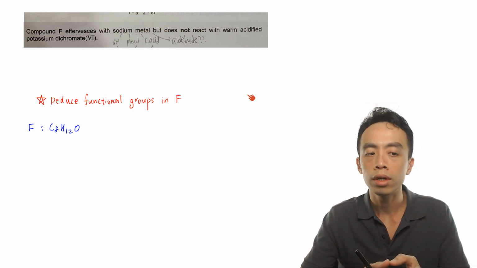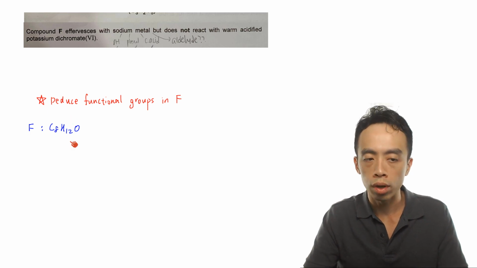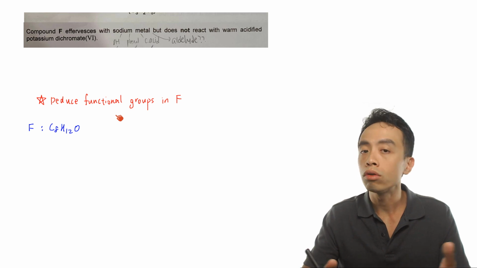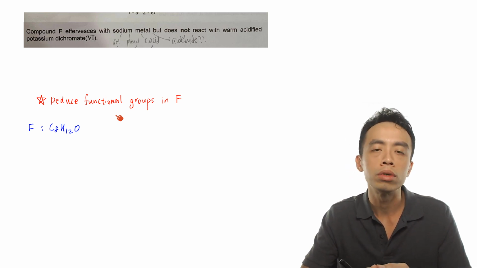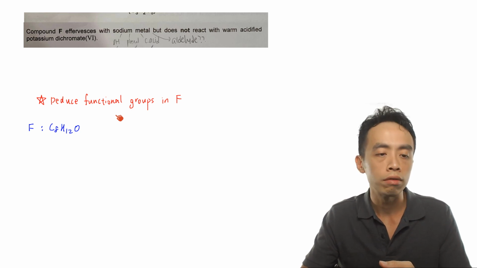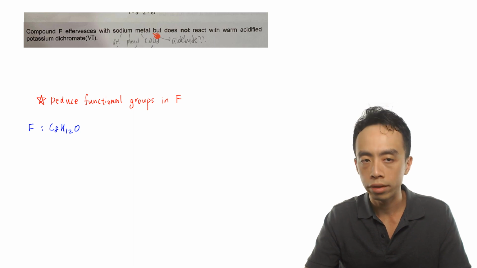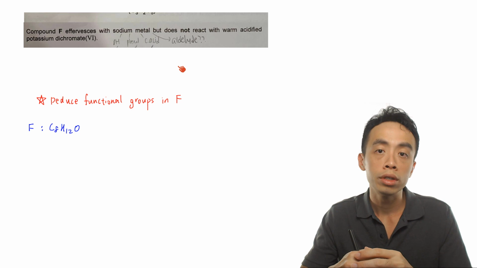So for this question, F is C8H12O, so there's only one oxygen. We can think of the functional groups that contain only one oxygen. In the syllabus, we have alcohols and we also have carbonyl compounds. The question also gives us some information about compound F: it will effervesce with sodium metal. Now what reacts with sodium metal to give us hydrogen gas?